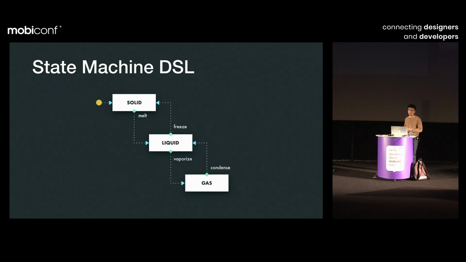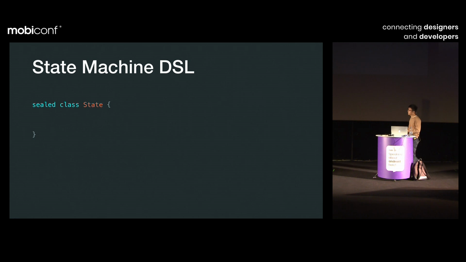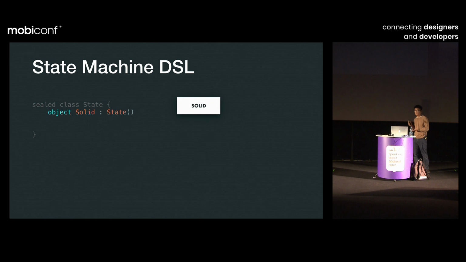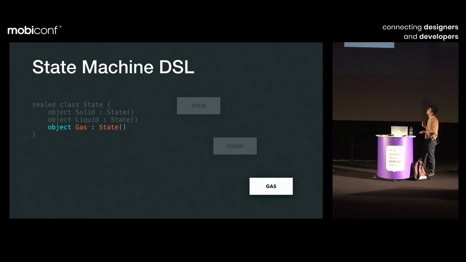This is a water state machine. We all know that water has 3 states. It can be liquid, solid, and gas. And there are 4 possible transitions between them. Let's model this state machine in Kotlin. Let's use an object to represent each state. So we have solid, liquid, and gas.